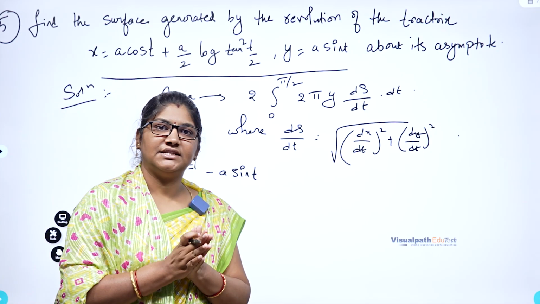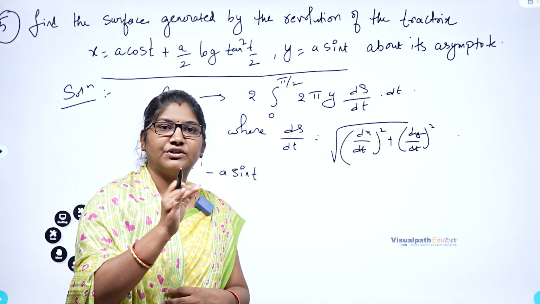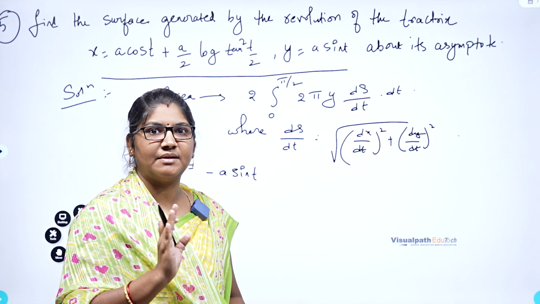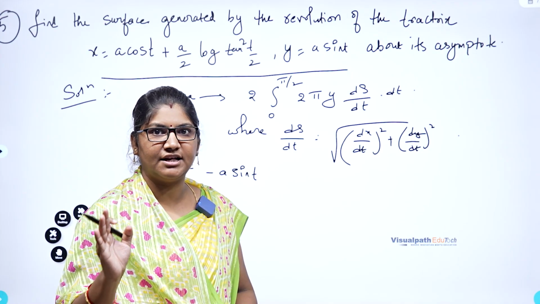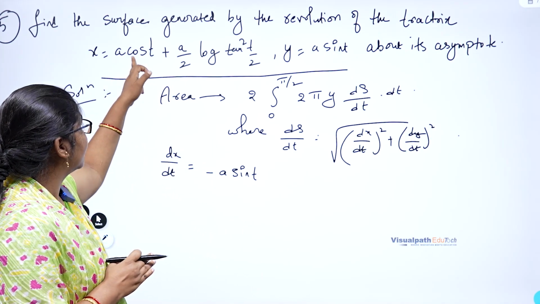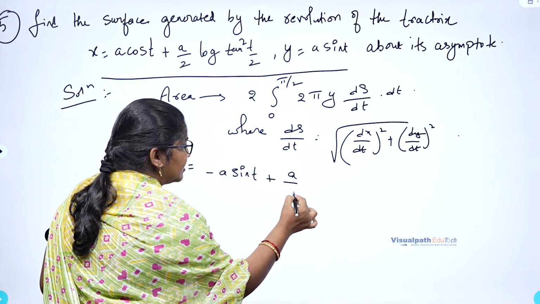When we are doing differentiation, 100% we need to know the formulas. Without the formulas, we can't even do a single problem in this semester 1 differentiation and integration calculus. Okay, 100% we need to learn the formulas. The differentiation of cos t is minus sin t, plus a by 2 constant.